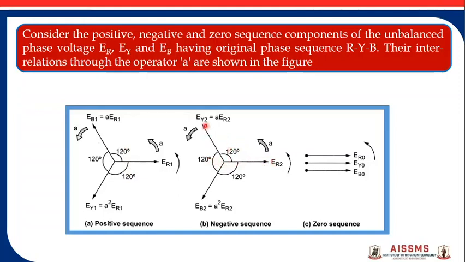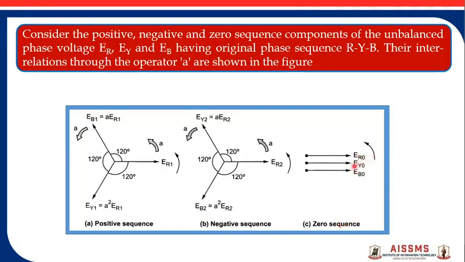So here also EY2 and EB2 are converted into ER phase, because here ER is again considered as the reference phase. So EY2 is given by A into ER2 and EB2 is given by A square into ER2. So these three phasors are of negative sequence component, and ER0, EY0, EB0 are the zero sequence components, because 0 is the notation for zero sequence component.